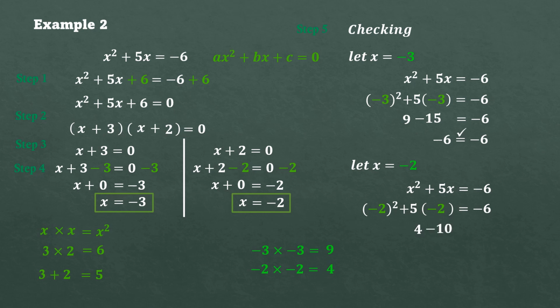Then, 5 times negative 2 is equal to negative 10. Then, 4 minus 10 is equal to negative 6. Since 10 is a greater number than 4, we follow the sign of the greater number, which is negative. So, we have a result of negative 6 is equal to negative 6. Therefore, negative 2 is a solution of the given equation.